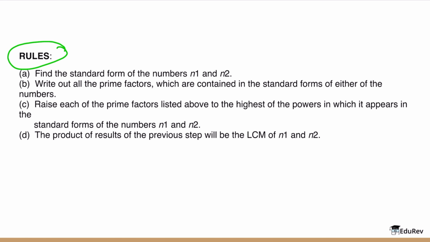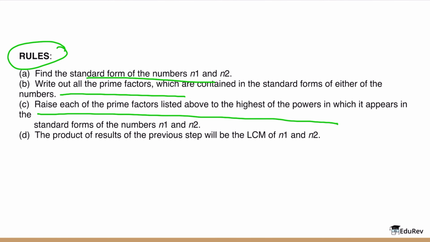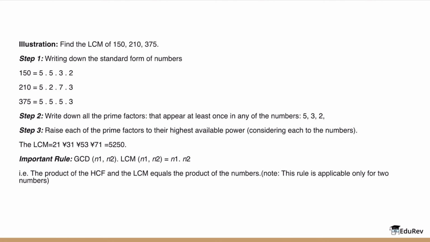What we need to do is find the standard form of the numbers. Easy. Write down all the prime factors which are contained in the standard form of either of the numbers. Easy. Then raise each of the prime factors listed above to the highest power in which they appear in the standard forms of the numbers n1 and n2. Again easy. And the last is we need the product of the result of the previous step. So this is how we do it. We know the steps to find HCF, and now we also know the rules to find LCM. And this is the illustration of how we do it.